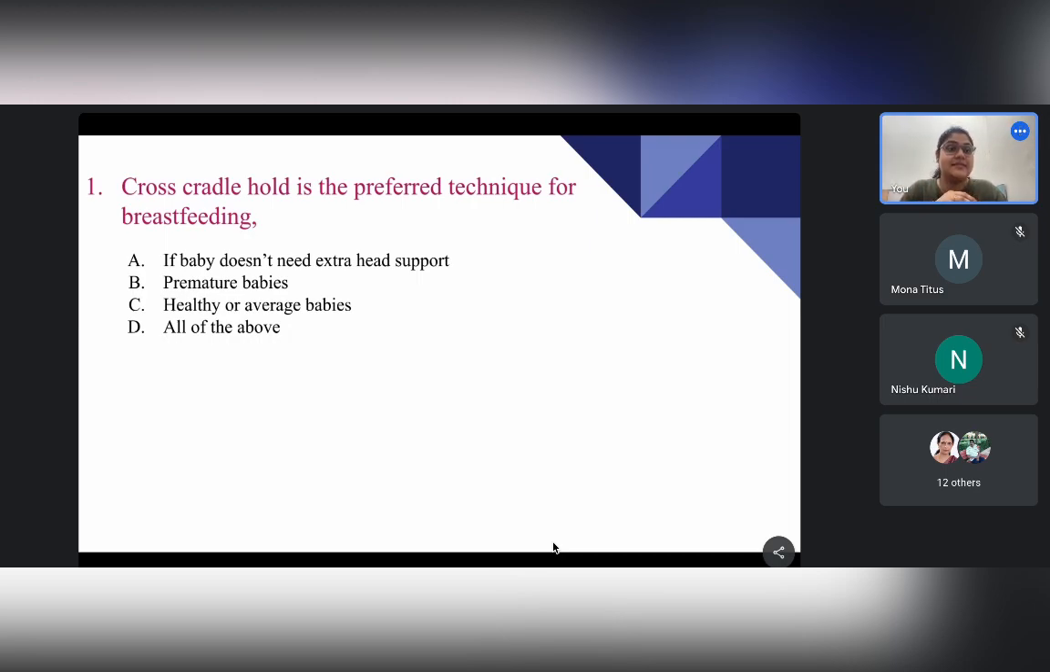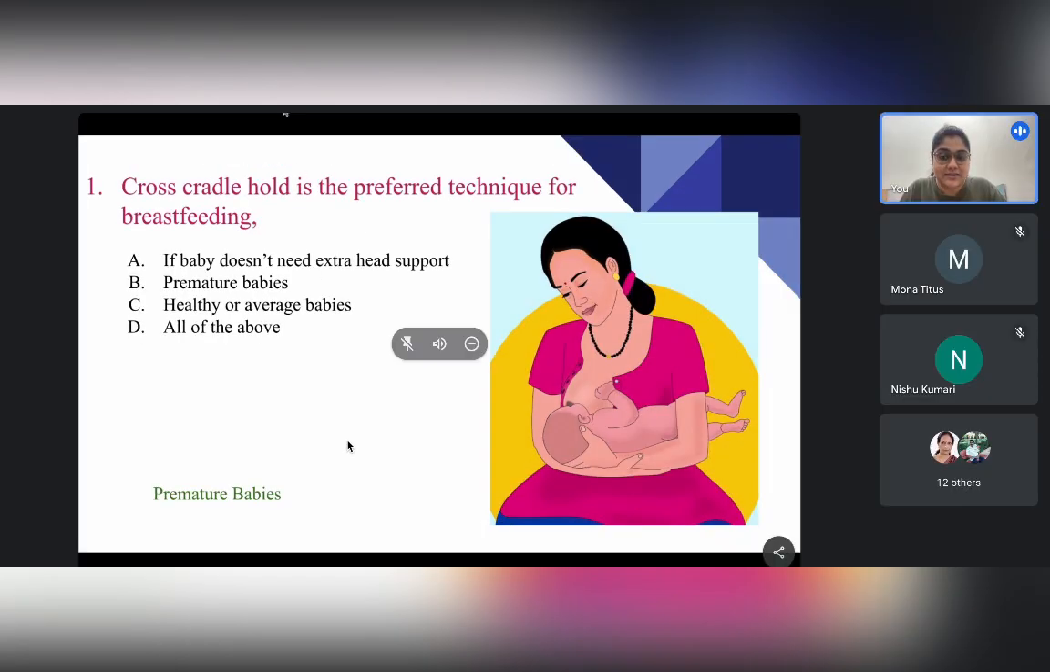Let us go to the second option: premature babies. Yes, in case of premature babies, sick babies or low birth weight babies, this cross cradle hold technique has been found to be very advantageous. So we can say premature babies can be the right answer. Let us go to C. Babies who are healthy or average babies, who are capable of latching well onto the breast during breastfeeding, can usually suffice with other techniques as well. So definitely the answer is not all of the above. Let us see the answer. So the answer is premature babies, right?